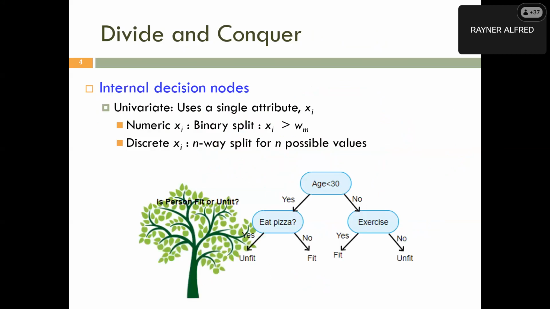Okay. So the node that we consider here could be univariate. Univariate means a single variable, and then we look at the value for that particular single variable. So it could be numeric. Numeric is like this, values. So if age is less than 30, then you go here. If no, you go here. Or it could be discrete. Okay, so discrete n-way split for n possible values.